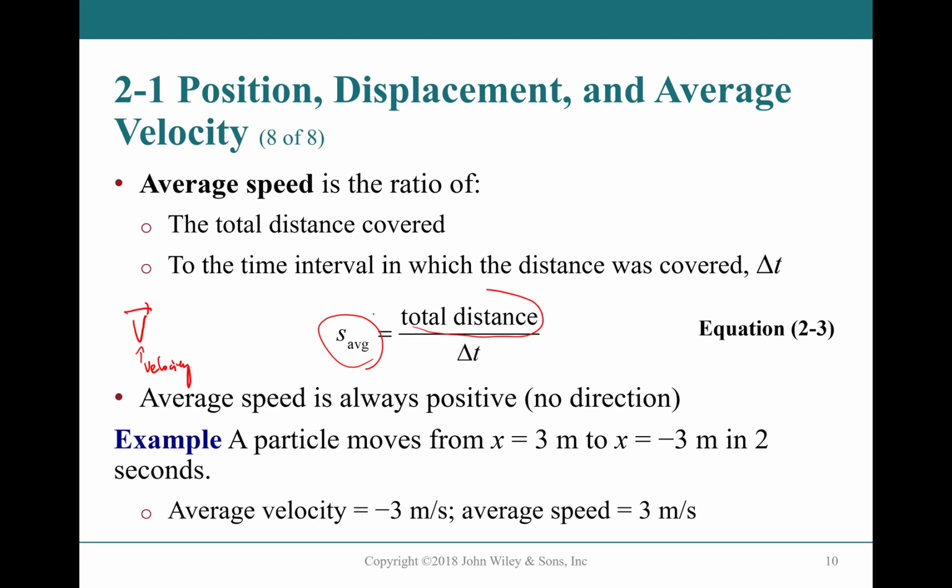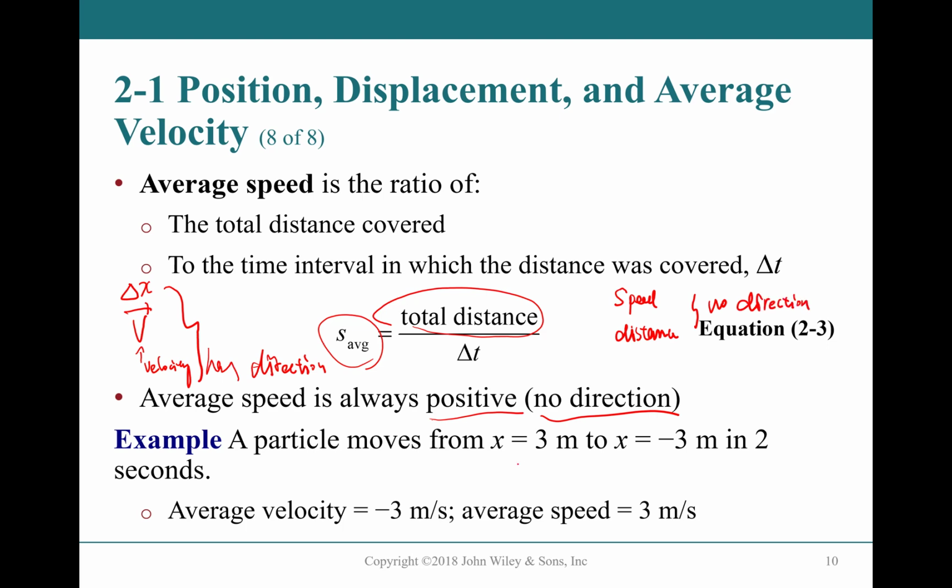And because our distance by definition is the length of the whole path, the length is not negative. So average speed is always positive and has no direction. Velocity has direction. Our position and displacement delta x and v have direction, but our speed and also distance have no direction.